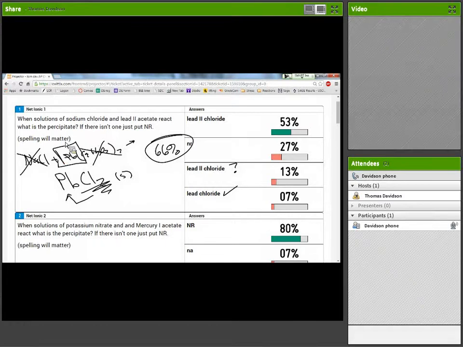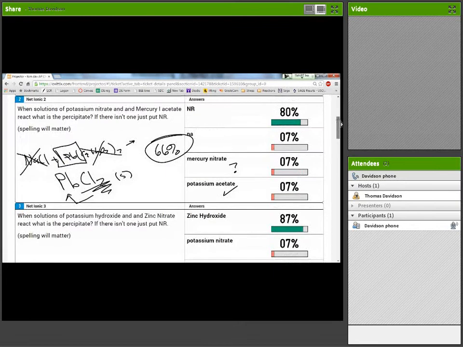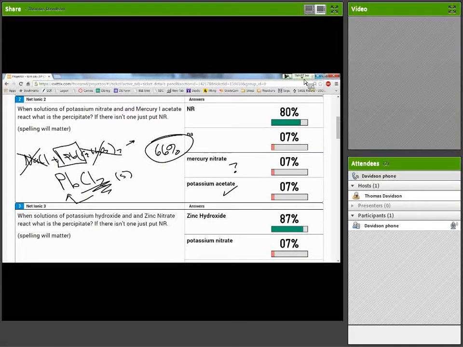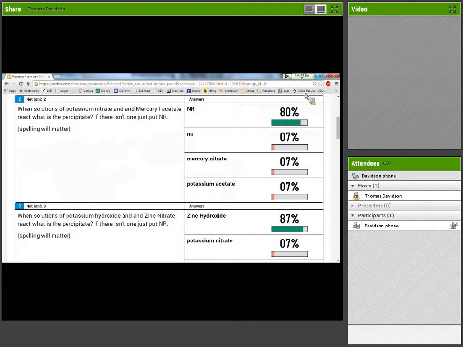All right, I don't know if this will scroll or what. Oh, sweet. Let's see if I can figure this out. So, clear ink. There we go.